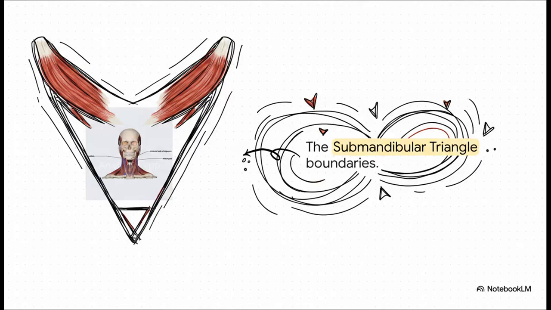We are talking about the submandibular triangle. It sits snugly right under the body of the mandible, your jawbone. It's neatly framed into a little V shape by two muscle bellies, the anterior and posterior bellies of the digastric muscle. It's kind of a hidden pocket right beneath the curve of your jaw.